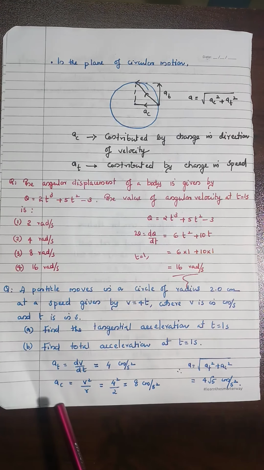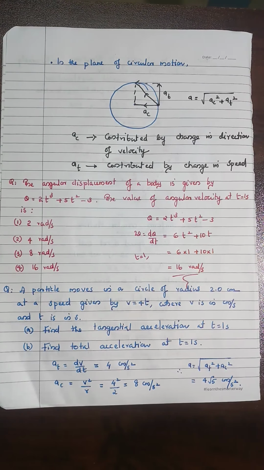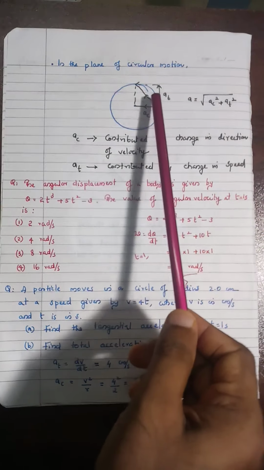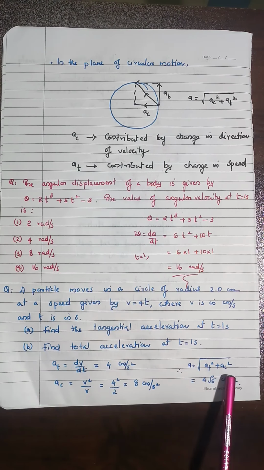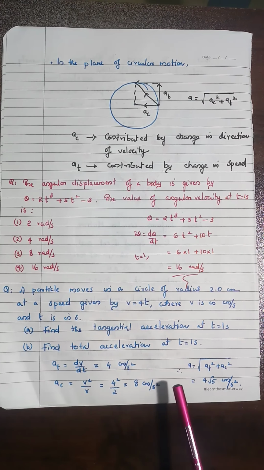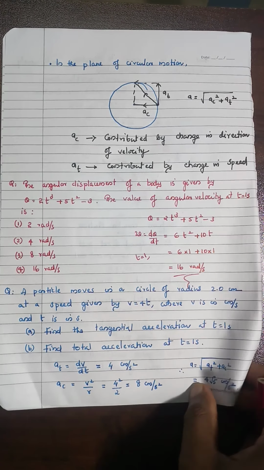But what is the centripetal acceleration? It is v square by r. We already have v as 40t; you can substitute t equal to 1, and we get the value as 8 centimeter per second square. But in the plane of circular motion, this AT and AC make an angle of 90 degrees, and hence the net value is the root of AT square plus AC square, which is equal to 4 root 5 centimeter per second square. A good concept.